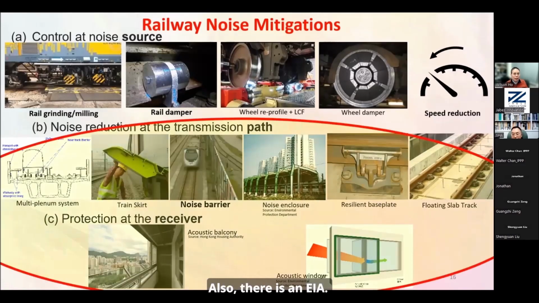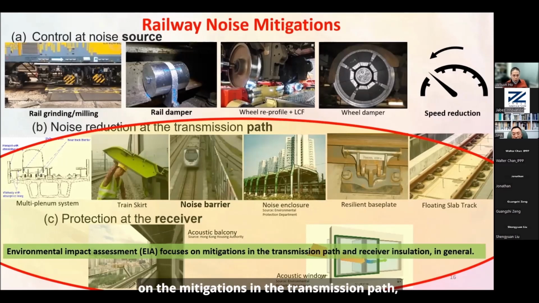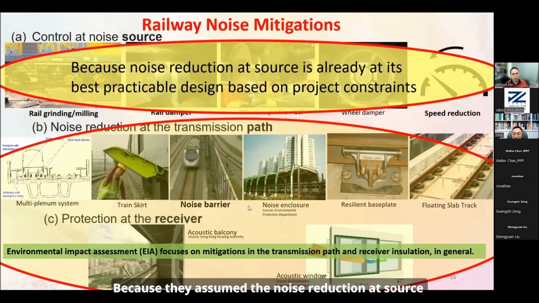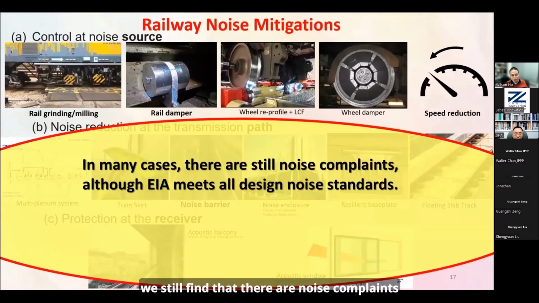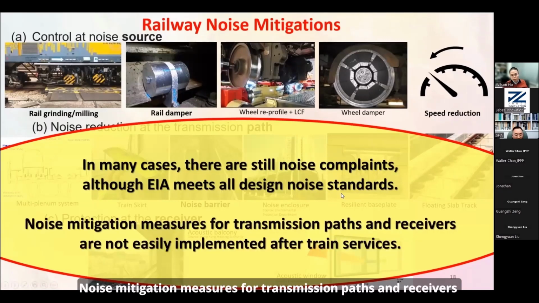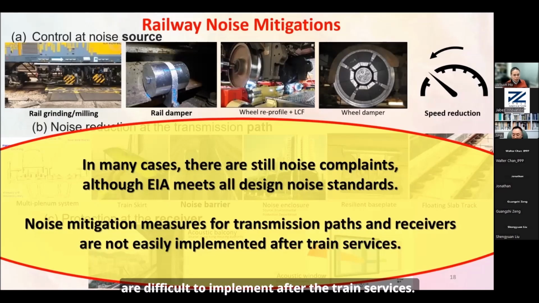And also there is an EIA. The EIA would normally focus on the mitigation in the transmission path, such as how much noise barrier, or the receiver insulation, such as the acoustic window or acoustic balcony to reduce the noise impact to the residents. Because they assume that the noise reduction at source is already conducted at its best practicable design based on the project constraint. In many cases, we still find there is noise complaint, even though the EIA meets all the desired noise standards. Noise mitigation measures for the transmission path and receiver are difficult to implement after the train service.